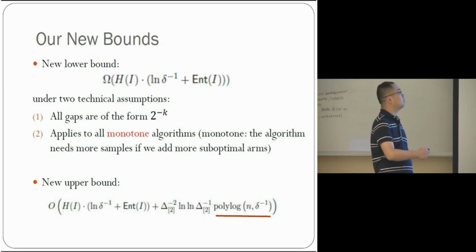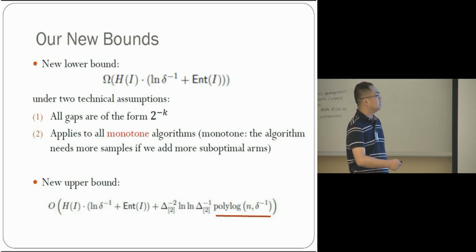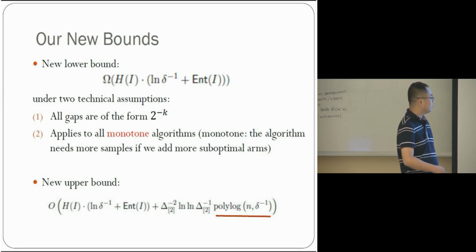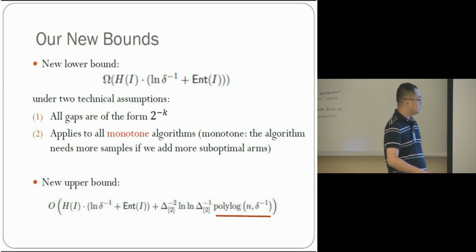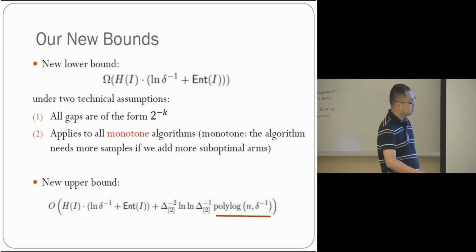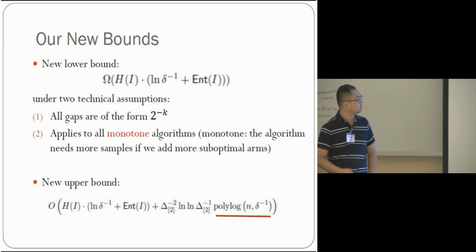We prove a new lower bound that is the same as our conjecture bound, but with some mild technical conditions. And we also have a new upper bound that is also the same as the conjecture bound, but with an additional term that has a polylog factor.